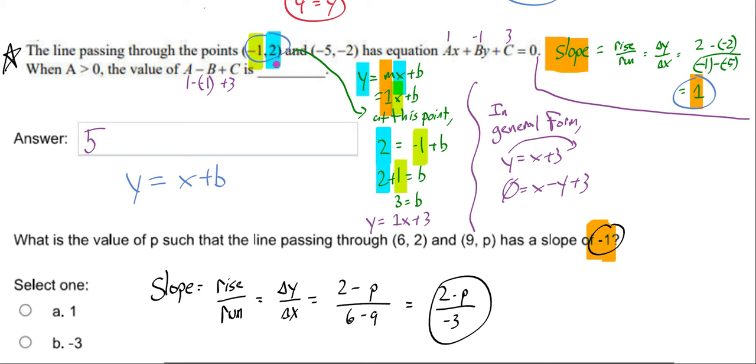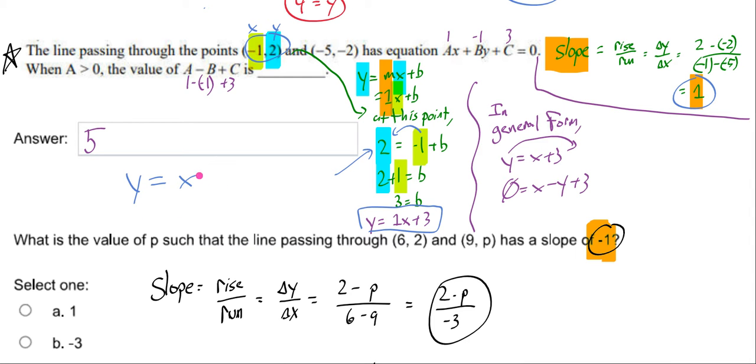So at one point on the graph, this point here, here's my y value, here's my x value. When y is 2 and x is -1, I can plug those values in. 2 is -1 plus b, so what's b? Move the 1 over. 2 minus -1 is 2 plus 1, that's 3. So b is 3. The equation of this graph is y equals 1x plus 3, or just y equals x plus 3.